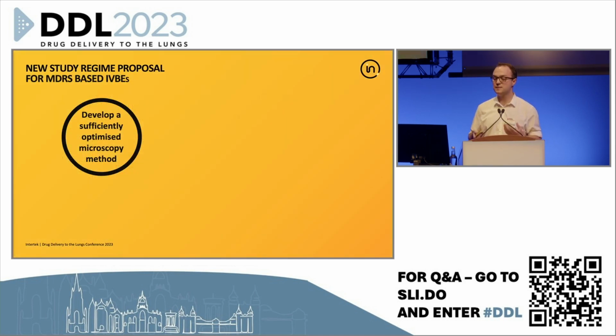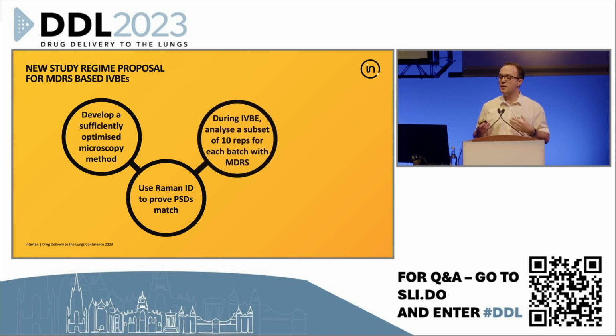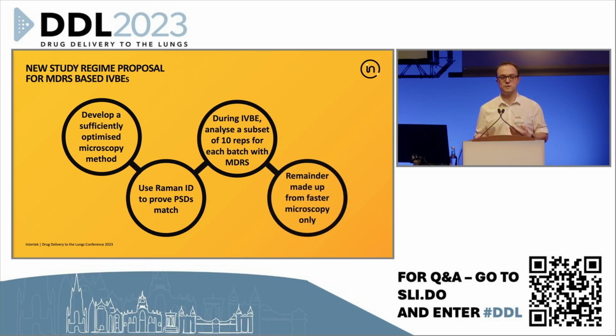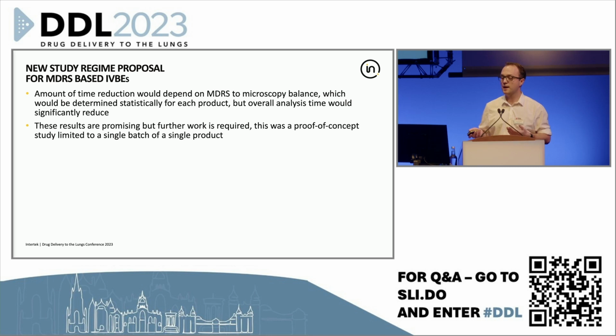And so our proposal is, what you now do for an MDRS-based IVBE is you develop a sufficiently optimized microscopy method, use the Raman ID to prove that those PSDs match each other pre and post. Then during your IVBE, you analyze a subset of the 10 reps per batch with MDRS, and then the remainder made up from the faster microscopy. And so the advantage is overall you're reducing the whole time of your study. The amount of time reduction depends on the MDRS to microscopy balance, which would have to be determined statistically for each product, but we would still expect a lot of reduction.